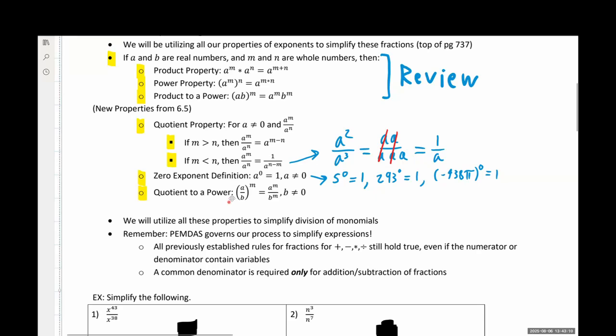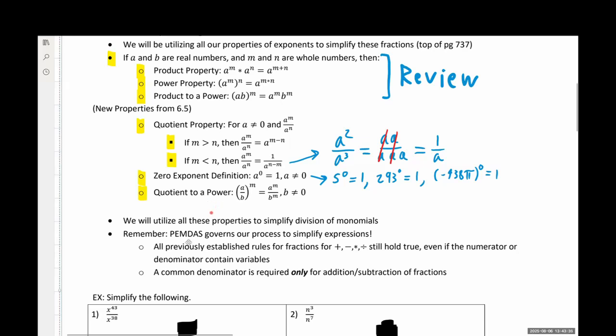A lot of people will see, hey, I've got the product rule, and I've got the quotient rule, and I've got the product to a power rule, and the quotient to a power rule showing up, and they're completely correct in identifying those properties. But where they go wrong is they try and use all of them at once, and man, it all falls apart really, really fast with that.